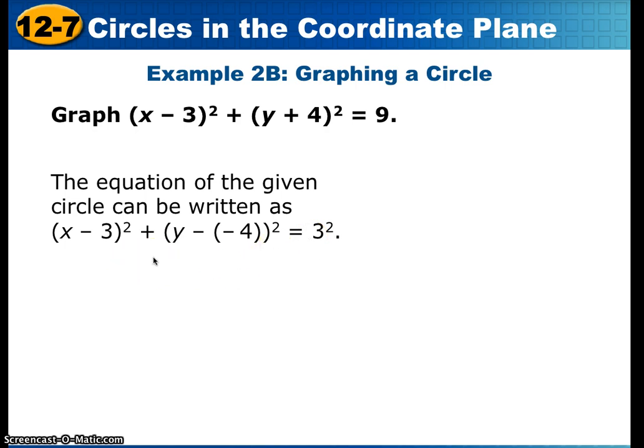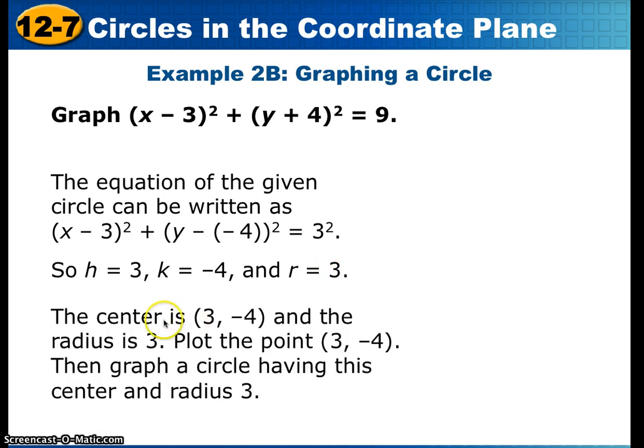Now that it's written like this, we can easily see that the center of the circle, the h value is 3, the k value is -4, not +4. So if you look at the original, we're doing the opposite of these original ones. The original one has a +3, so h is negative. The original one has a -3, so h is +3. The original one has a +4, so k is -4, and then r is 3. So we're going to graph the circle with the center of (3, -4), and a radius of 3.